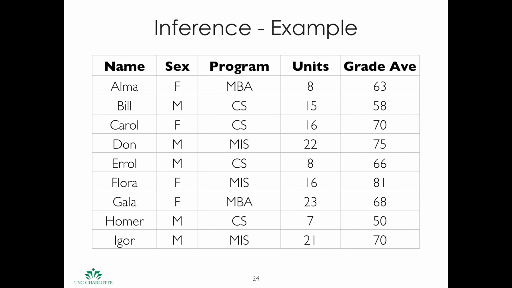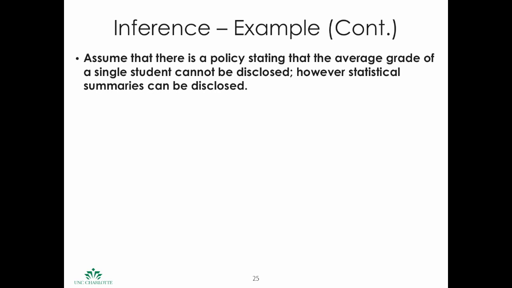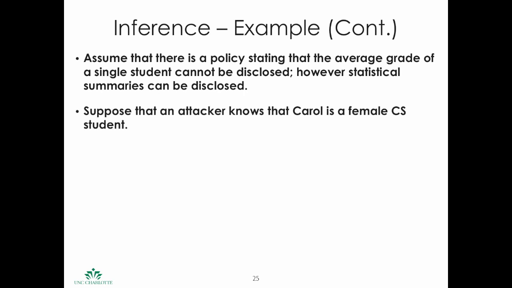Here is an example of inference and how to derive sensitive information from non-sensitive data. This is a table in a database that is showing information about students, including their gender, their program, how many units they have taken, and their grade average. Assume that there is a policy stating that the average grade of a single student cannot be disclosed. However, the summaries of student grades can be disclosed.